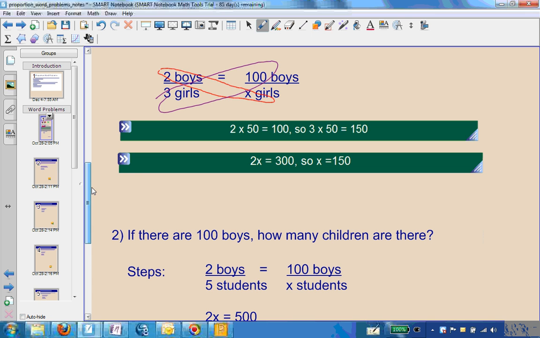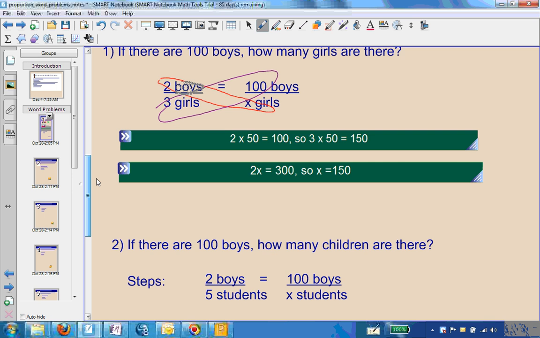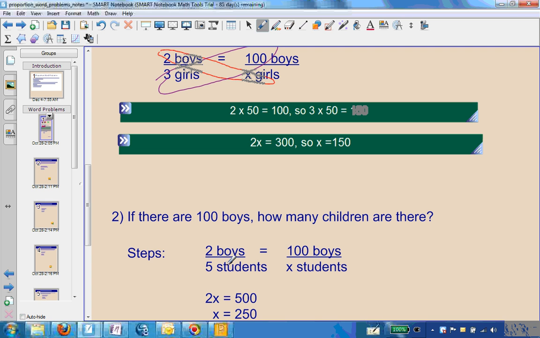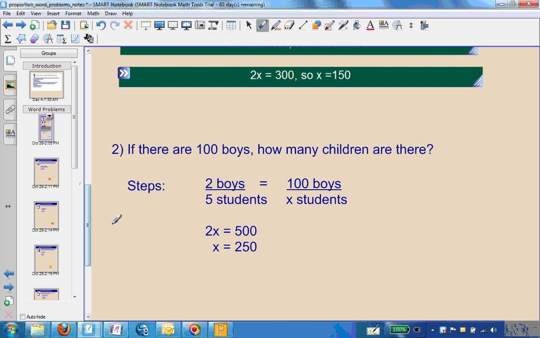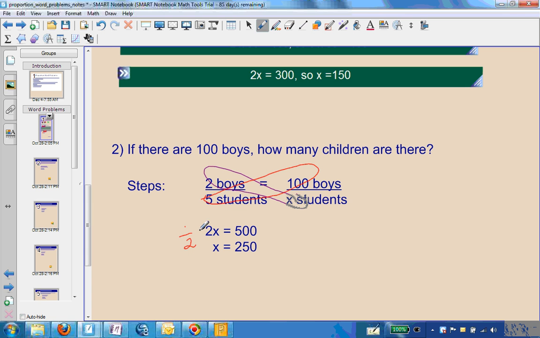In our next problem, it says if there are 100 boys, how many children are there? Now, we know up in the previous example that there are 2 boys for every 3 girls. So if there are 2 boys for every 3 girls, that means there's 5 total students. So if we have 100 boys and we want to figure out how many students there are, we can use cross multiplication. We can multiply 2 times x and 5 times 100. We get 2x equals 500. Divide both sides by 2, which is the same as multiplying by the reciprocal. And we get x equals 250 students. So there's 250 total students in this example.